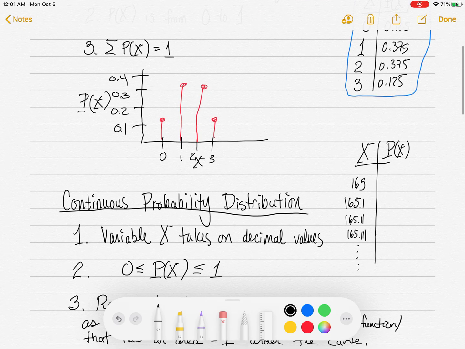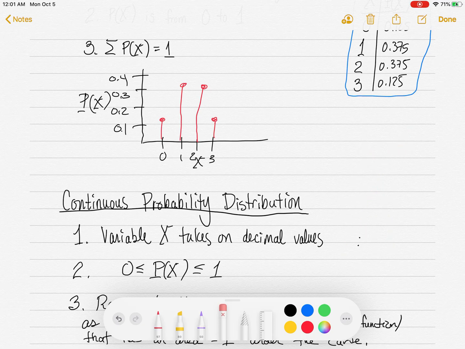Do you see a problem? We can never write out all the decimals, right? It's impossible to write out all the decimals. There are infinitely many decimals that could be written. We could have someone who's 165.132897. So you'll never be able to write out an entire column of x's. So we don't even try to make a table when we're dealing with continuous data. We're not even going to bother making a table as soon as we get continuous data. That's not the way to go.